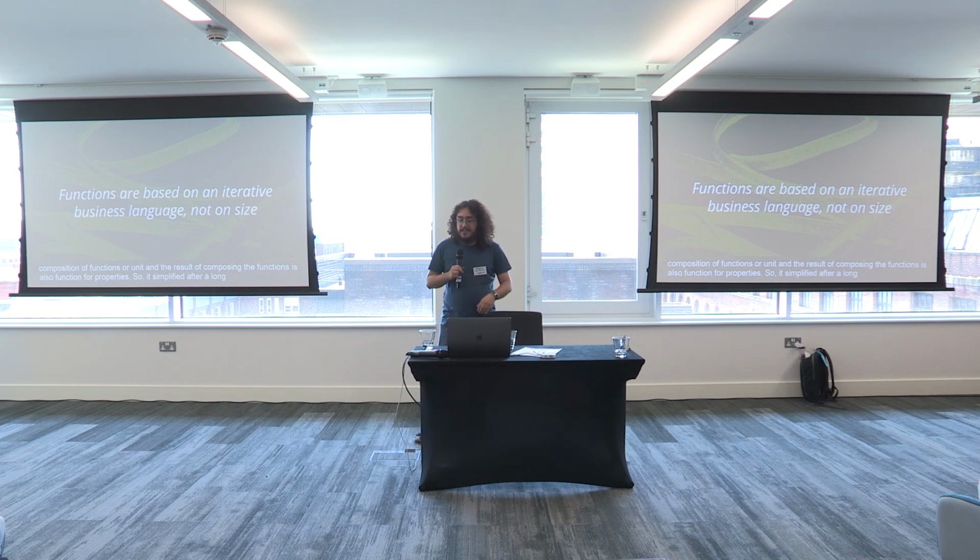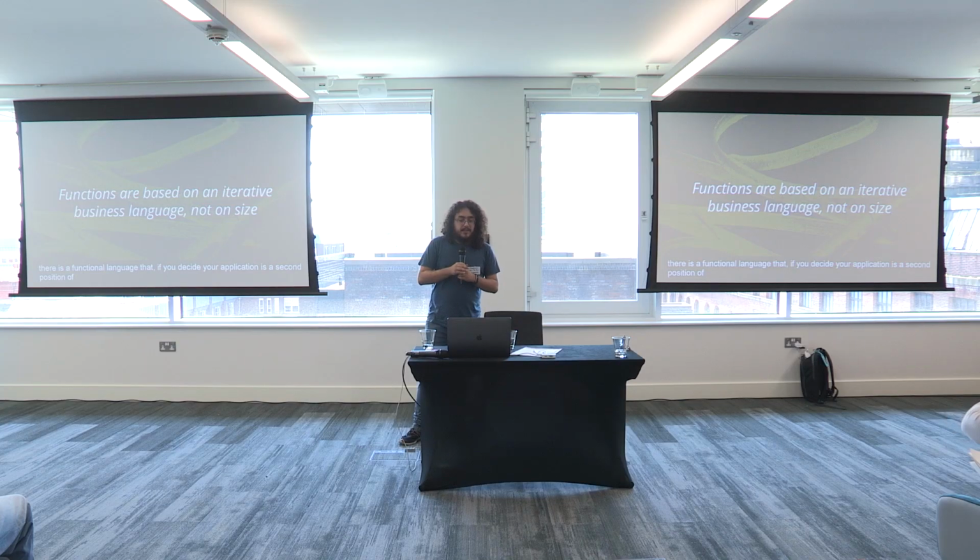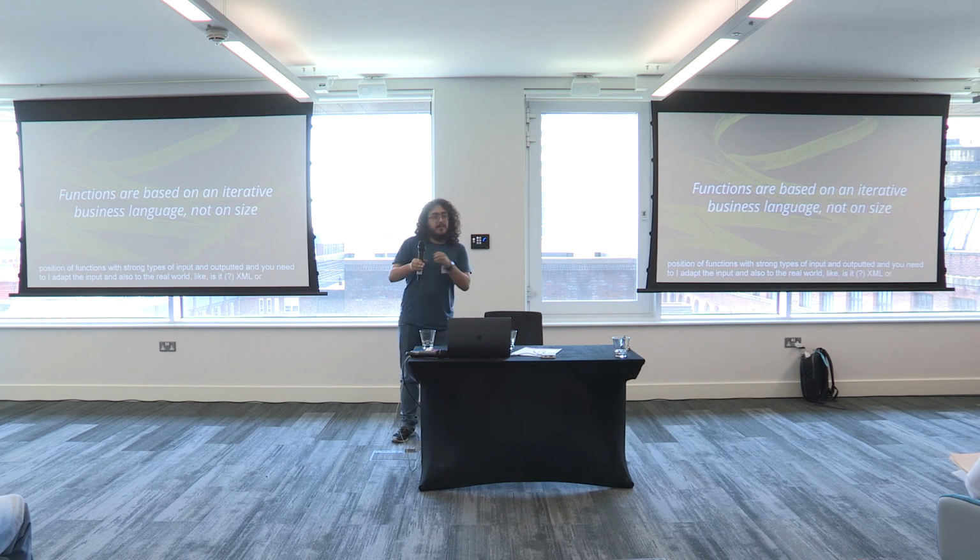And we started using patterns that we already know, but we didn't realize were useful before. First of all, there is a common pattern in functional languages. In Haskell, for example, a strongly typed functional programming language, you decide your application is just a composition of functions with strongly typed inputs and outputs. And you need to adapt the input and output to the real world, like usually it's a JSON or a string, an XML or whatever. So you adapt the input, then pass it to a secure composition of functions, and then output it.